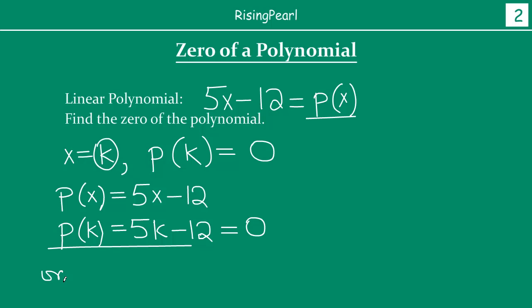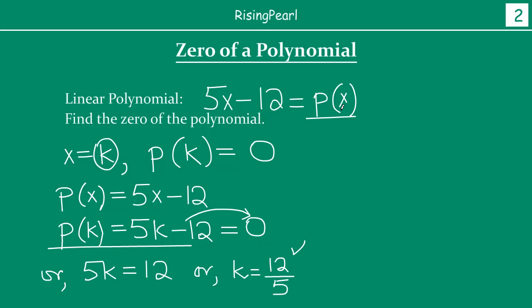So from here we see that 5k is equal to 12. We simply took the minus 12 to the other side of the equality sign, or k is equal to 12 divided by 5. So in other words, at this value 12 divided by 5, this polynomial becomes 0. And so we say that this is the 0 of this polynomial p(x).